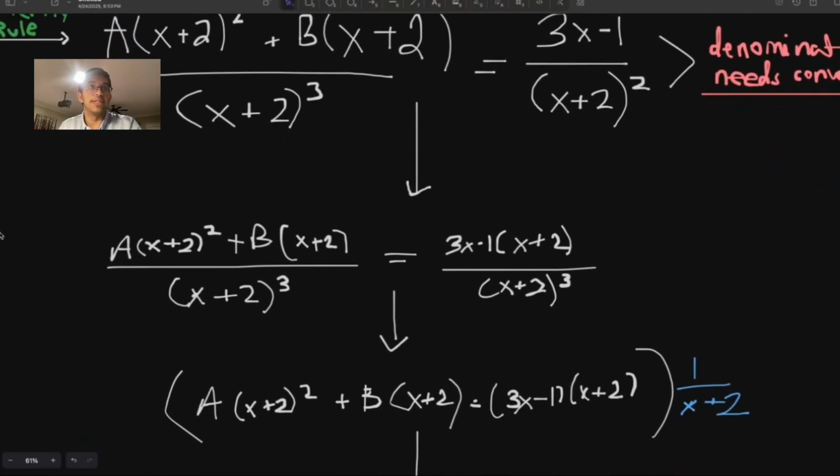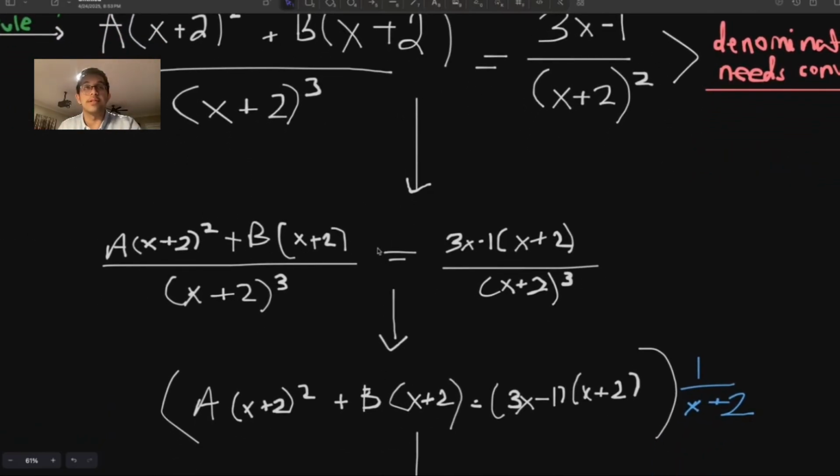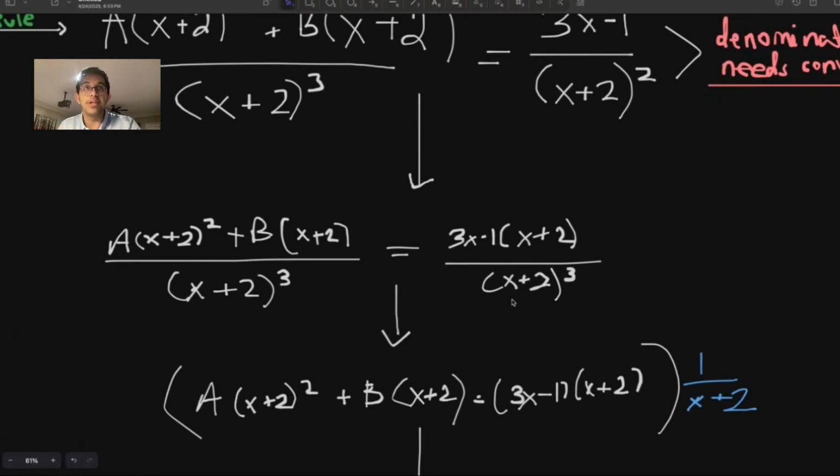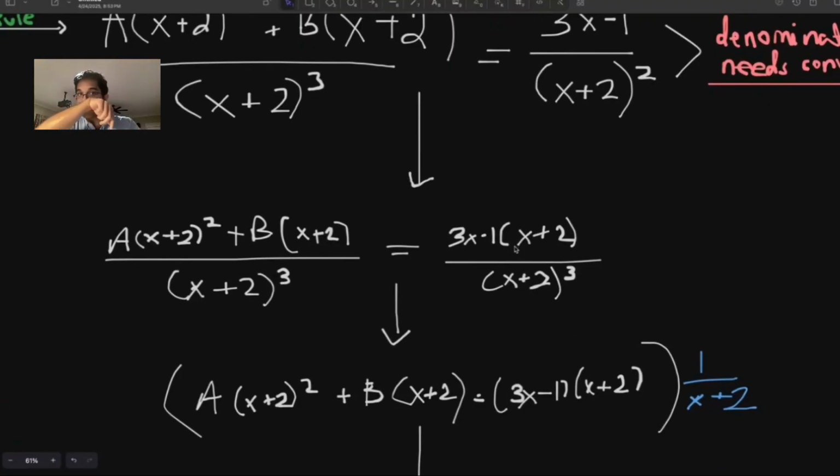That's what you see right here. We see A(x plus 2) squared plus B(x plus 2) squared over x plus 2 cubed equals 3x minus 1 times x plus 2 over x plus 2 cubed. And you see how, since there's the same denominator here, we can set the numerators equal to each other and eventually solve for A and B. And that's what we do right here.